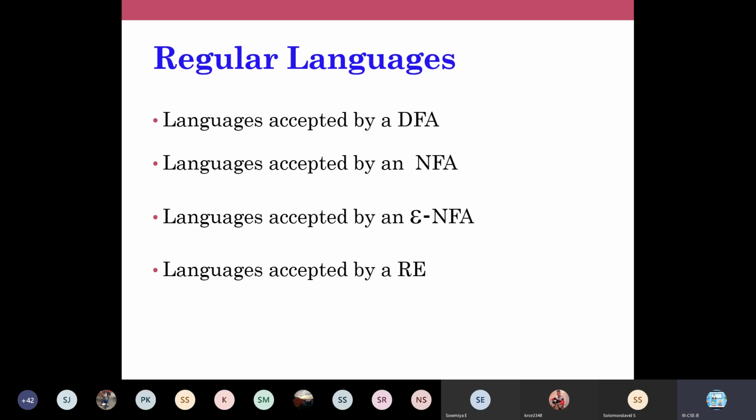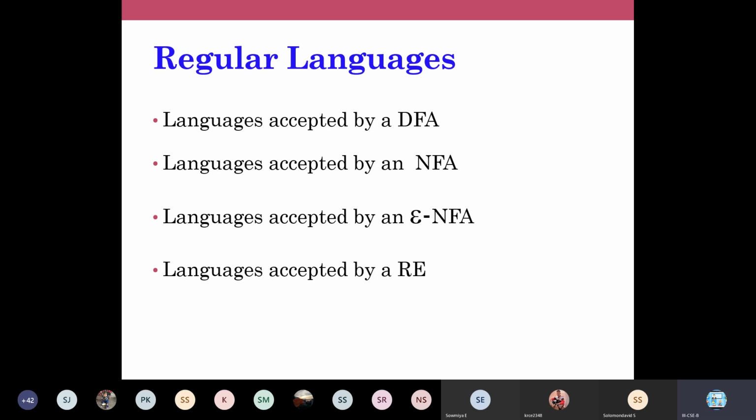Because I previously told you that if I have an automata, I can construct a regular expression. If I have a regular expression, I can construct an automata. They are equivalent. So all these are equivalent terms. For a particular language, I can construct a regular expression. For the same language, I can construct an epsilon NFA. For the same language, I can construct an NFA or DFA. So all these things are called regular languages. In short, if you want to remember, if we are able to construct an automata, then that language is a regular language.